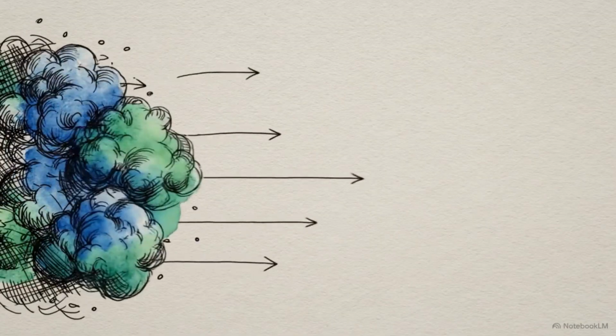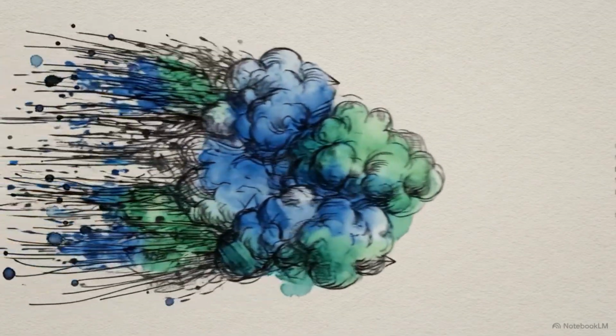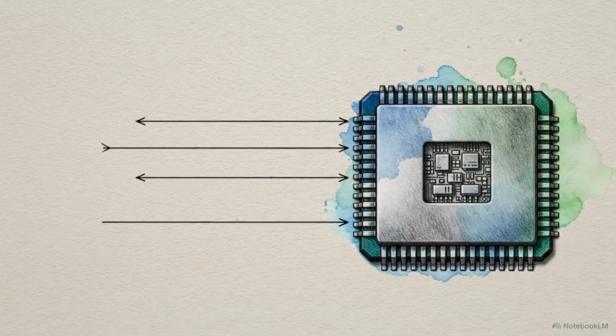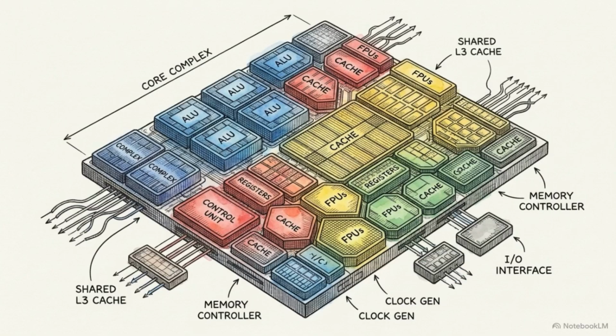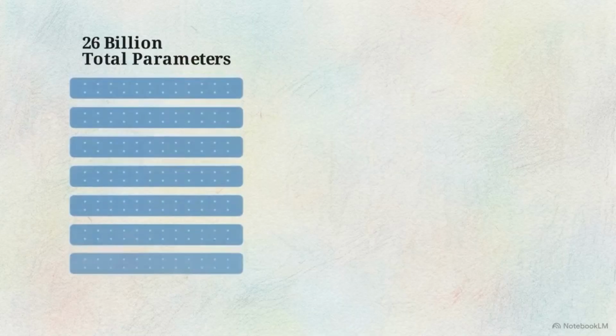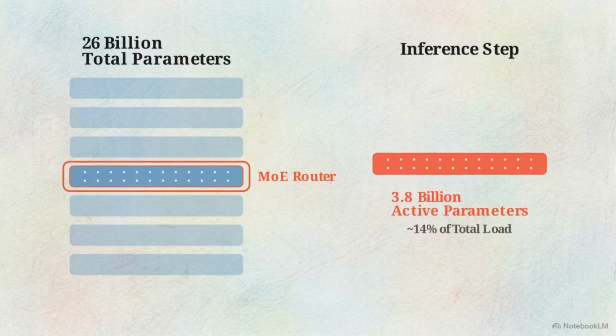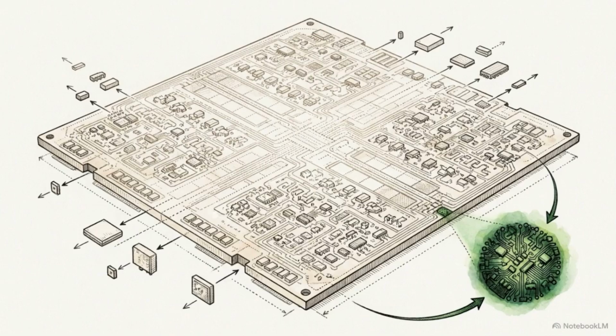Pulling back from the abstract mechanics, the strict engineering specifications of DiffusionGemma reveal how this is deployed locally. The model is built on a 26 billion parameter foundation, utilizing a mixture of experts architecture. As this diagram shows, out of 26 billion total parameters, the mixture of experts system selectively filters the processing load, activating only a small subset for any given inference step. The exact active footprint engages only 3.8 billion parameters at once, drastically reducing the required processing weight.